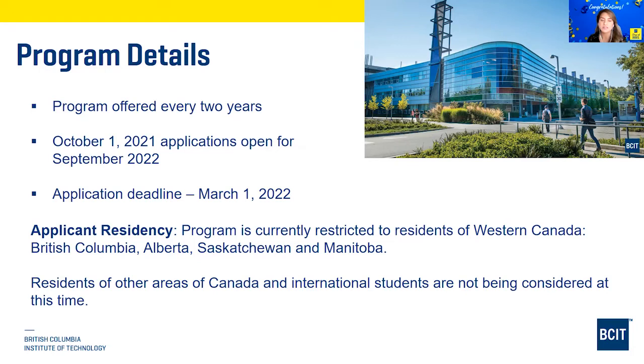Keep in mind, this program has an applicant residency requirement. So currently this program is open to the residents of Western Canada, specifically the provinces of British Columbia, Alberta, Saskatchewan, and Manitoba. We do ask for proof of residency. So that could be, for example, a driver's license or utility bill. So admissions will require this. And I believe you have to be a resident for about 6 months or longer to be considered a resident of a specific province. So that's something you need to keep in mind.